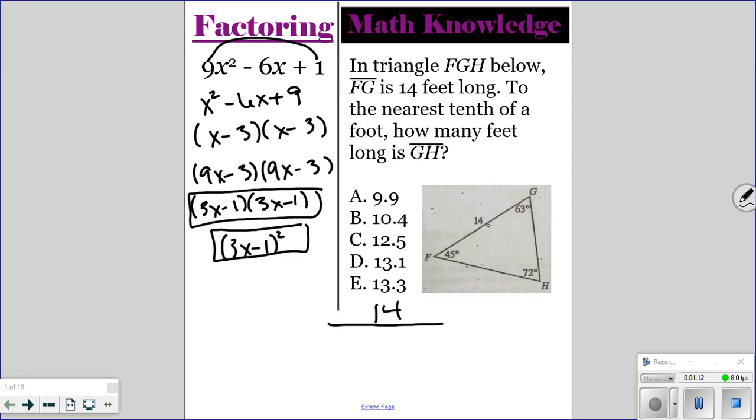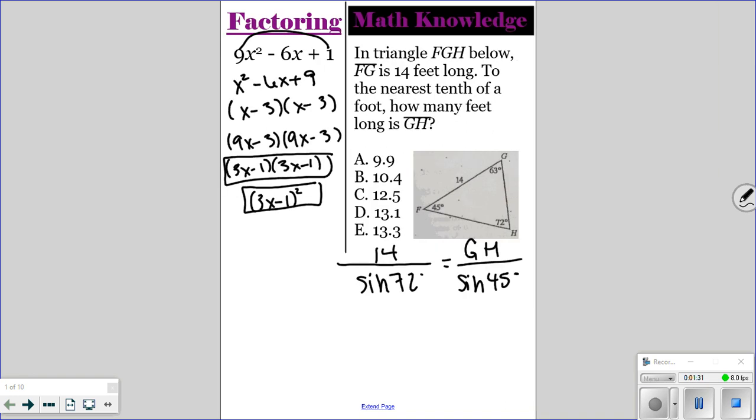You're going to do the side length over the sine of the angle opposite it. So the sine of 72. And then we're looking for GH over the sine of 45, because that's the angle opposite of GH. And so then you're just going to cross multiply. So GH times the sine of 72 equals 14 sine of 45. And then you divide by sine of 72.